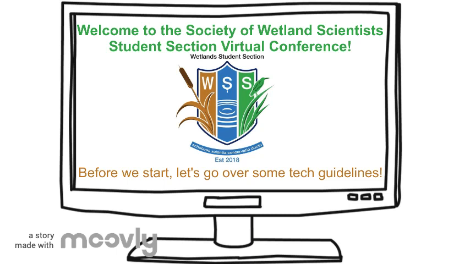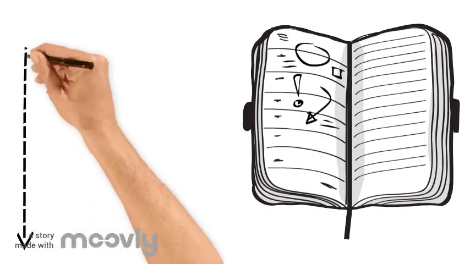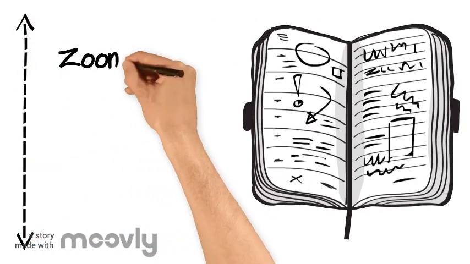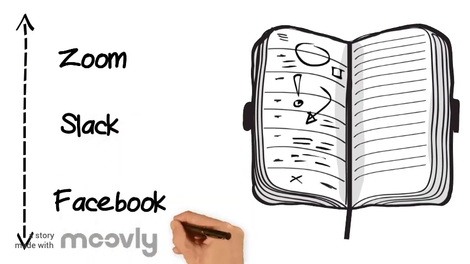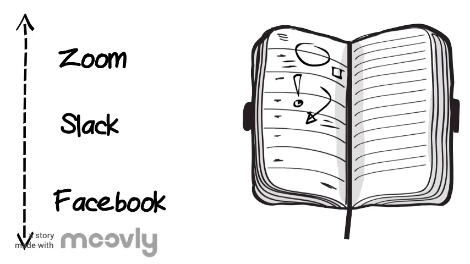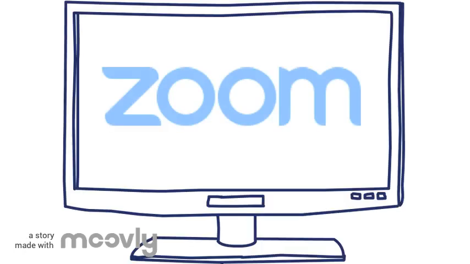Before we start, let's go over some quick tech guidelines to make sure we all have the best experience possible. First things first, we're going to be using a mixture of 3 different platforms throughout this event. The first is Zoom for live web conferencing, Slack for live messaging, and Facebook for just keeping everybody in the loop. We're going to break each of these down and how you will be interacting with them.